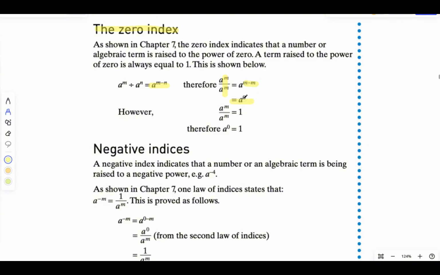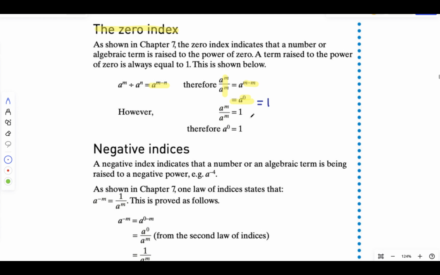Anything raised to the power 0 in indices is 1. Anything raised to the power 0 in indices, a raised to the power 0 is 1. 1 million raised to the power 0 is 1 in indices. Okay. Anything raised to the power 0 in indices is 1.